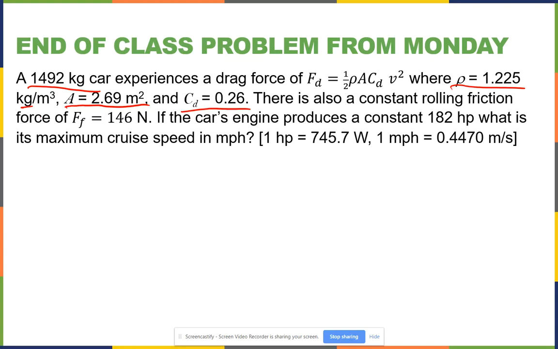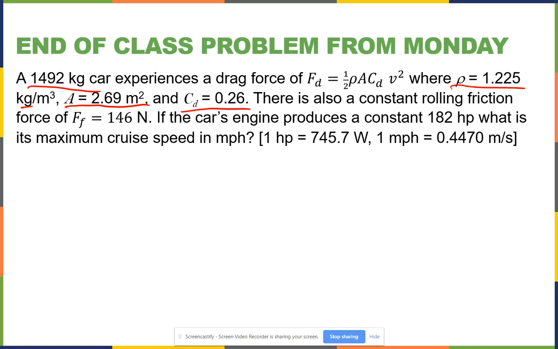So that's what the rolling friction is: the energy required for the flexing of the tires. And the engine produces 182 horsepower. And then the question is, what is the maximum cruise speed of this car? And I put it in miles per hour. Since we're not going to get a number, we're not going to worry about miles per hour either. So how should I approach a problem like this?